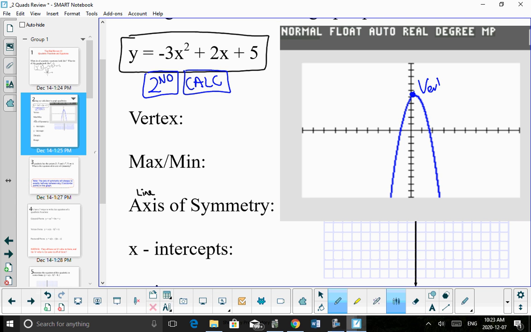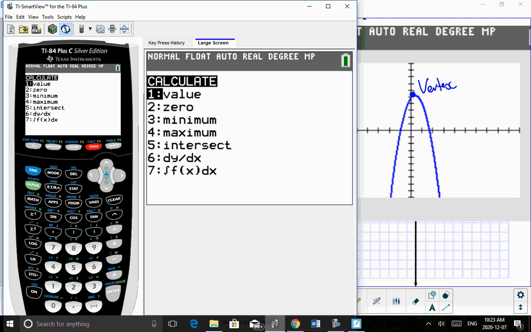It's at the highest peak, okay? So our vertex is going to be a maximum. So the way we find the coordinates of the vertex is we're going to pick number 4.